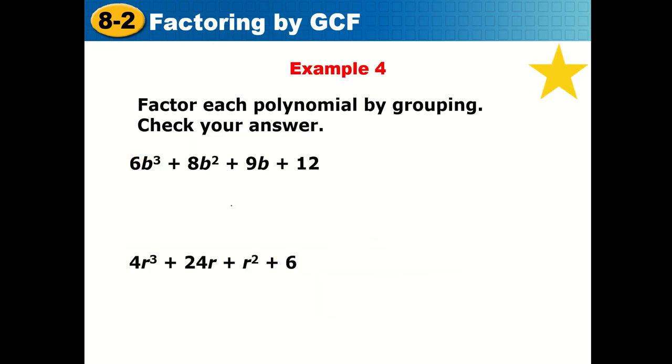Okay, so now your turn. Pause the video. I'm going to take a drink of my coffee and solve these problems. Okay, so hopefully you have these done, and you have 3b plus 4 and 2b squared plus 3 as the answer for this one. And this one is r squared plus 6 times 4r plus 1.